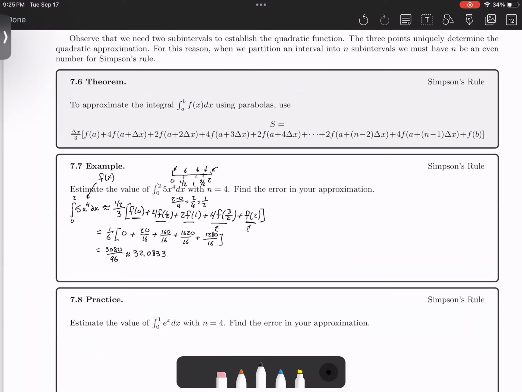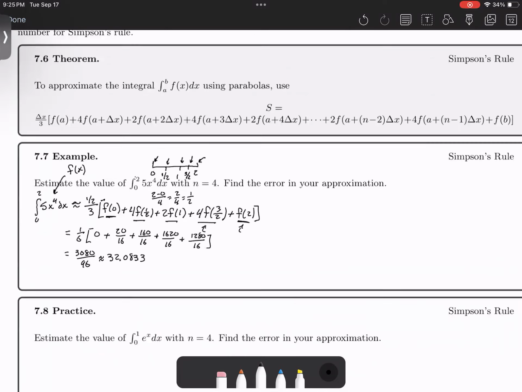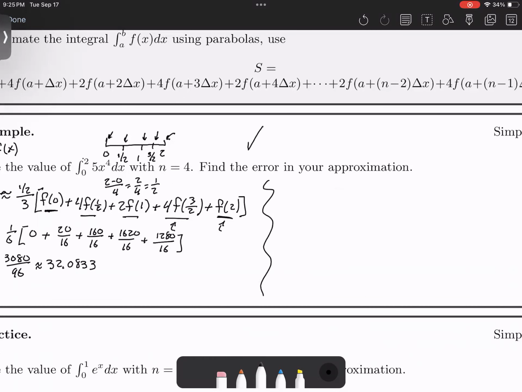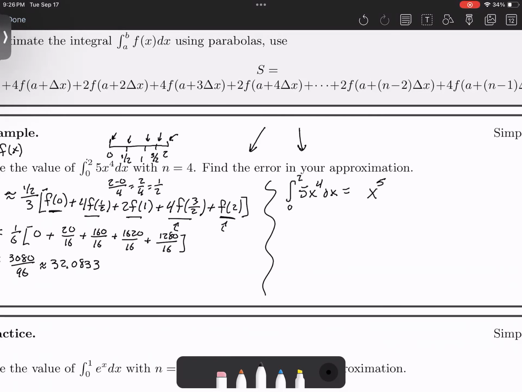Let's find the error by finding the actual true integral value. Right? This was an approximation using Simpson's rule. This will be the exact area between 0 and 2 underneath the function 5x to the 4. Right? We didn't really need to approximate it in the first place. We can easily find an antiderivative by going up a power and dividing by the new power and evaluating this antiderivative at 0 and 2. So this becomes 2 to the 5th, or 32.